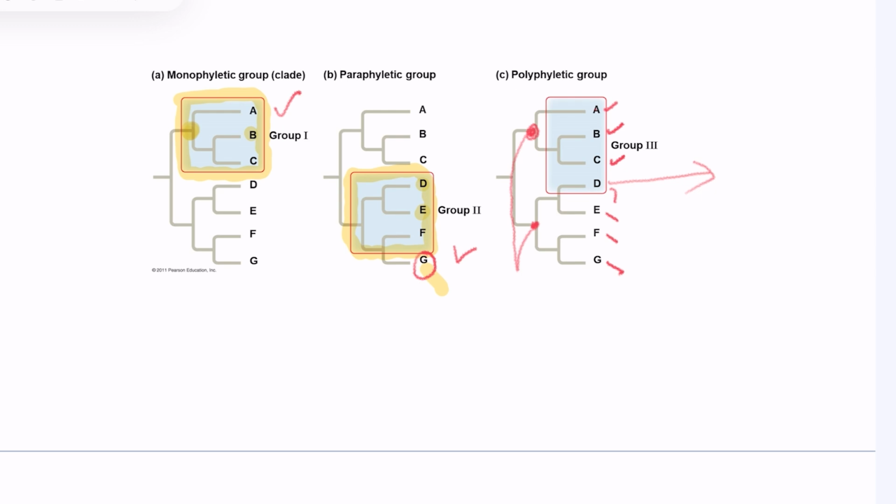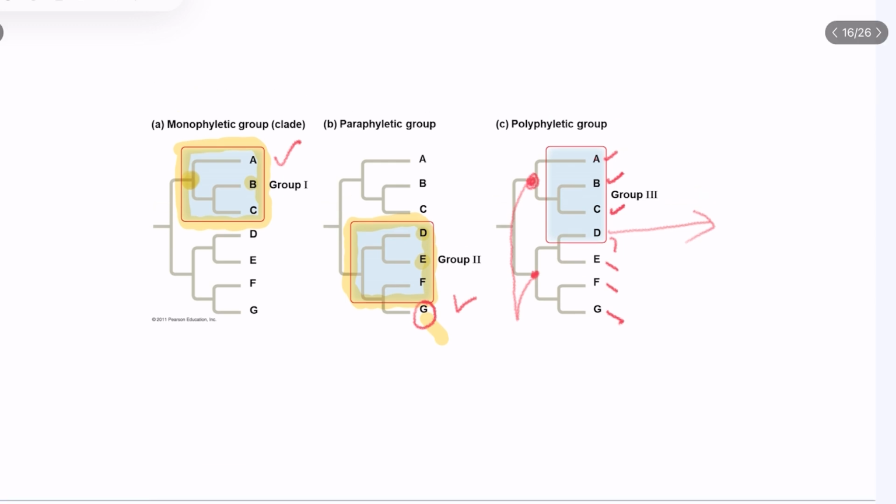So whenever you are describing your tree, or discussing your tree in some article, you have to check whether your species is making monophyletic clades, paraphyletic clades, or polyphyletic clades.